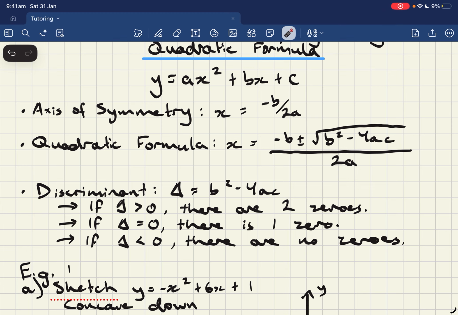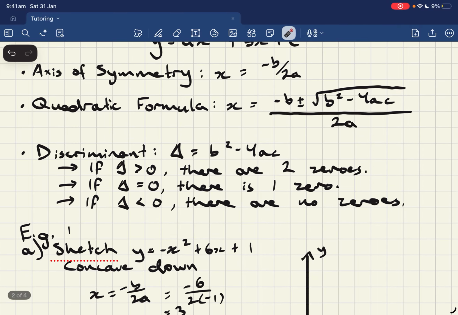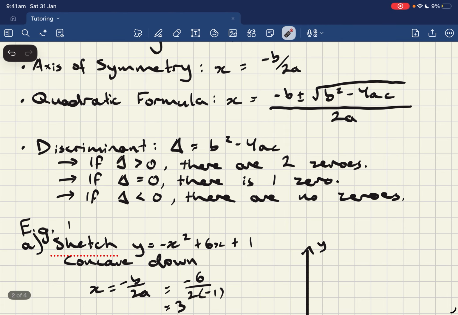Now, we want to find the axis of symmetry. So we want to use this equation here, x equals minus b over 2a. Now here you can see I've substituted in those values. Minus b, I get minus 6, this coefficient of x, over 2 times, when we have a negative in front, we say it's negative 1. So 2 times negative 1. And that will give us 3.